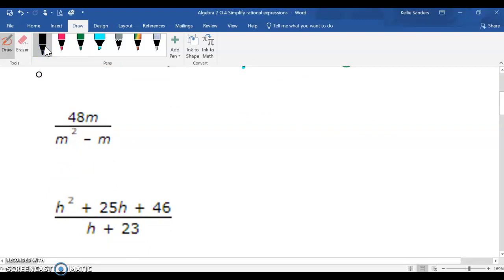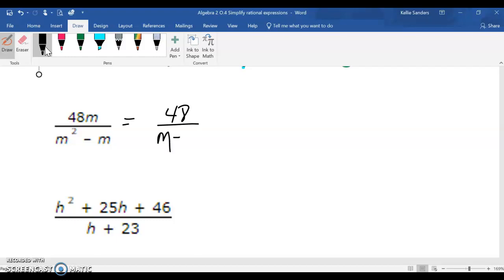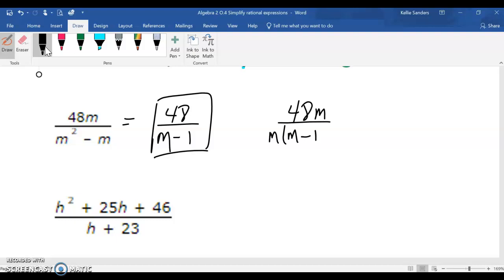Alright, so on this one, there are three terms. Everything has an m in it. So I can take an m out. That leaves me with 48. Leaves me with an m. And if I take the m away of just the m, I am left with a 1. So that is one way of doing it. Or we leave the top alone, we take an m out of the bottom, the m's cancel out, and we're left with 48 over m minus 1.